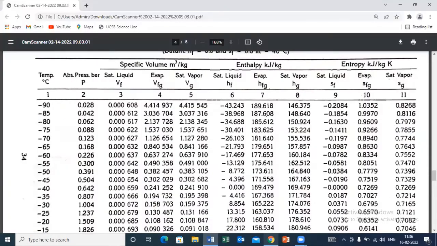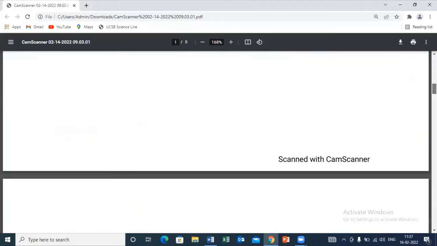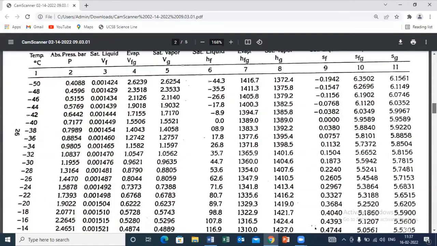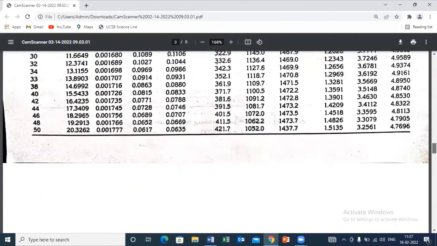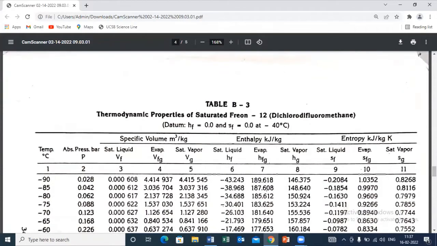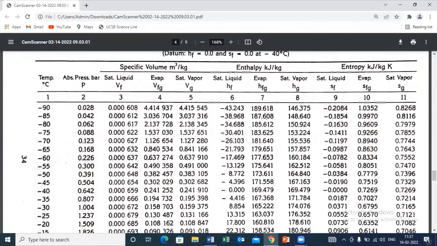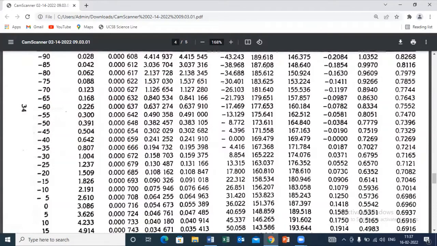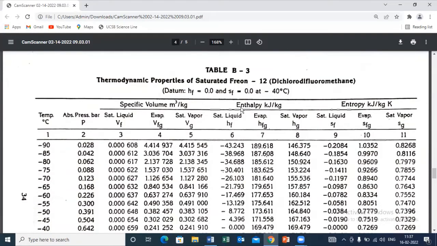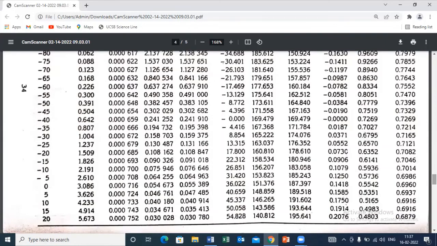So go to the enthalpy table, that is Freon 12. Here it is ammonia, and here it is Freon 12. Go to 12, and where is minus 10 degrees? Yes, here is minus 10 degrees Celsius, as you can see here on the screen. Note down the values of enthalpies. Which enthalpies you need to note down? Here is the enthalpy column, HF value, HFG value, as well as HG value. So write all these values at minus 10.